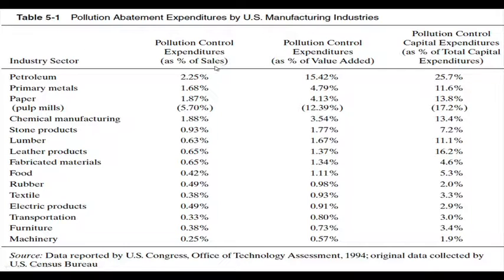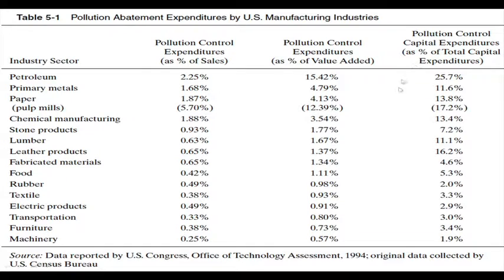As you can see, as we go down, this has been arranged with the most pollution control expenditure on top, while you see less and less as you go down. Petroleum industry, primary metal, paper mills, chemical manufacturing spend a higher chunk as a percentage of sales. The pollution control expenditure, and then the percentage of value addition, you see that as well.